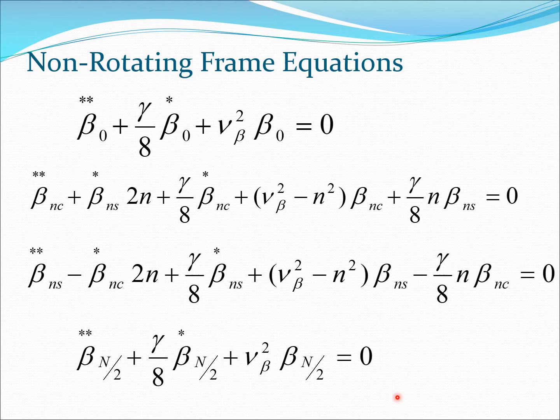Now the interesting thing is that the second and third equations have some coupling. So essentially you will see that beta nc and beta ns are coupled in these two equations. However, the first and fourth equations have no coupling, so these are equations purely in terms of beta 0 and beta n by 2.